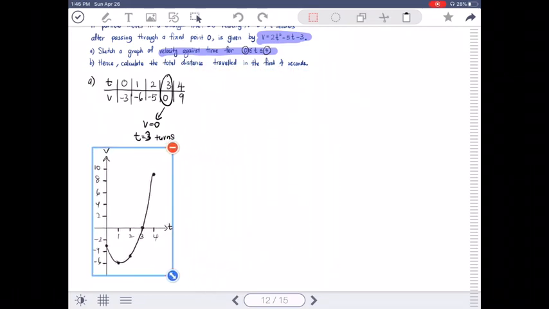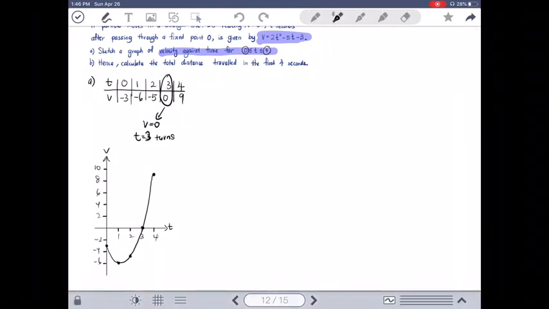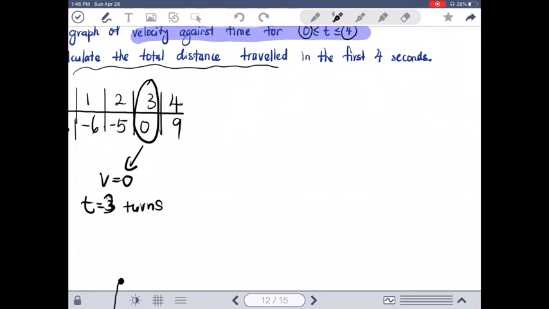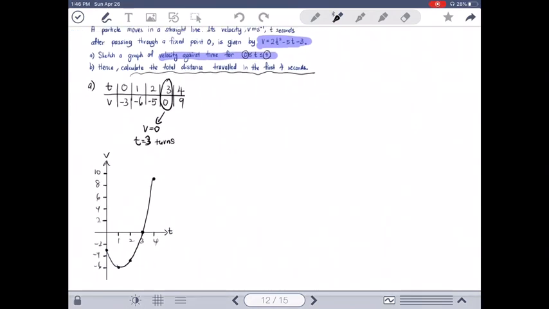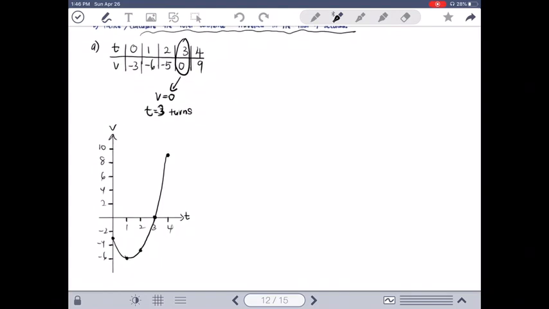Now we want to do question B. Hence, calculate the total distance travelled in the first 4 seconds. Since the turning point is at 3, if you want to find total distance travelled, we need to integrate the function of v with respect to t from 0 until 3, then add from 3 until 4.